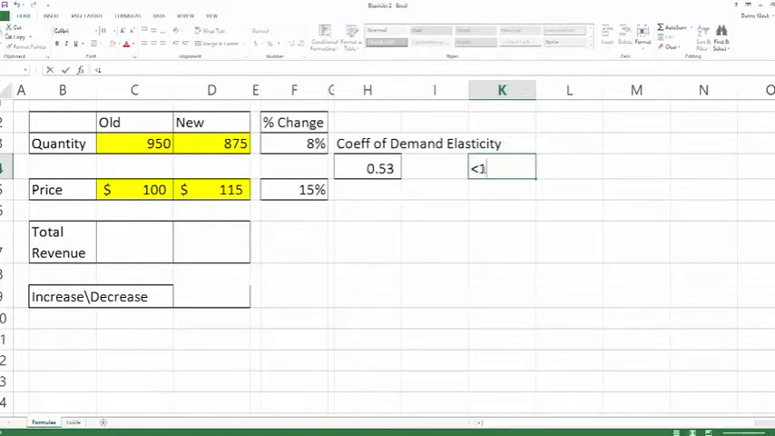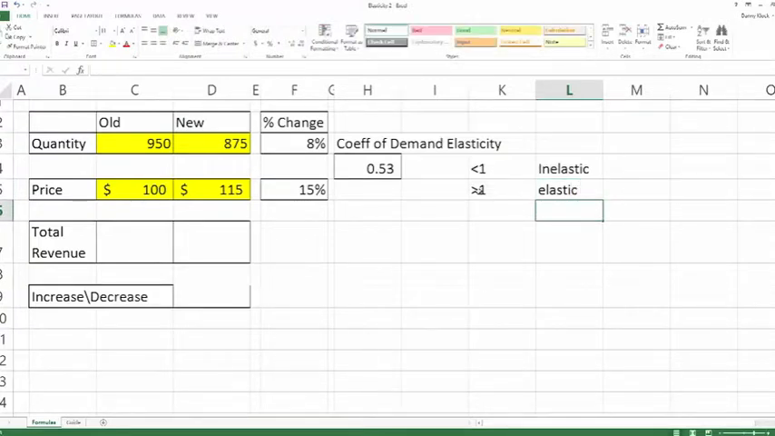Less than 1, of course, that is inelastic. Inelastic, see if I can spell it correctly. If it was greater than 1, that would be elastic. So with inelastic demand, I should increase my total revenue with this.